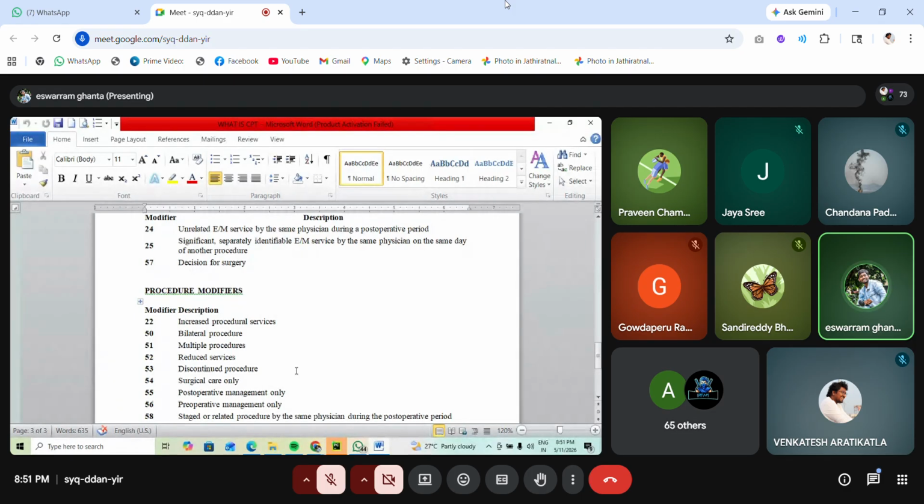Okay, casting is going to be done, but the patient is uncooperative. The patient is not cooperating with the physician for the casting, and the physician stops doing the procedure. That means discontinue the procedure. So the procedure is going on, but it gets discontinued finally because of the behavior of the patient.